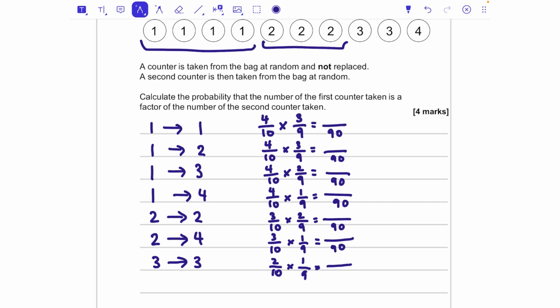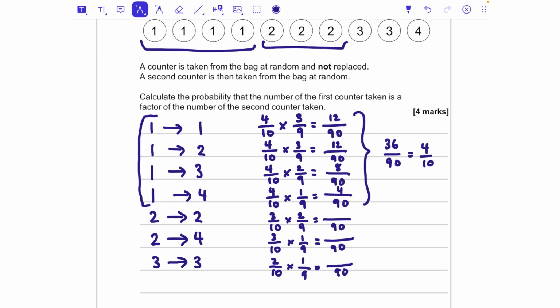Now, just a point on these top ones. Because these were all of the options of 1 and then something else, you'll notice that these actually add up to, let's do it, 12, 12, 8 and 4. These ones actually add up to 36 over 90, which is equal to 4/10.